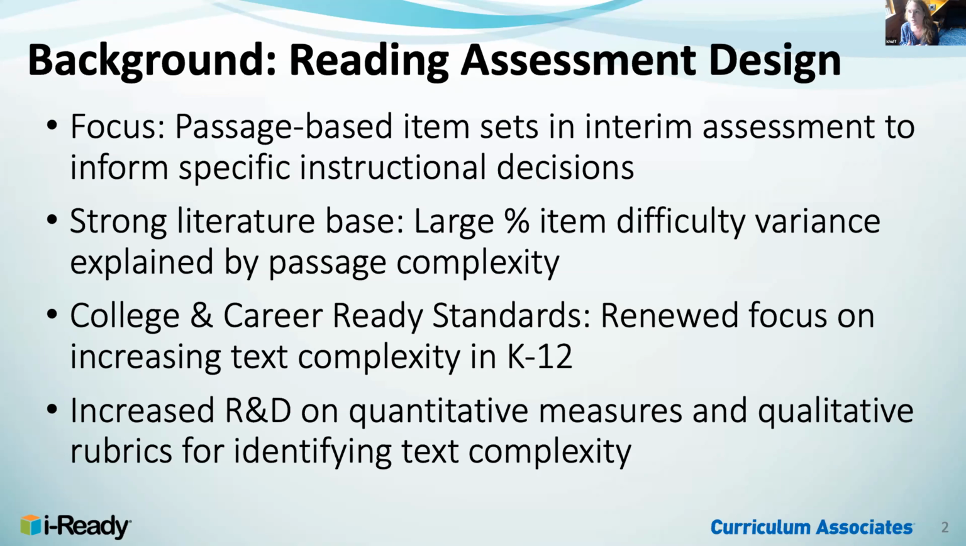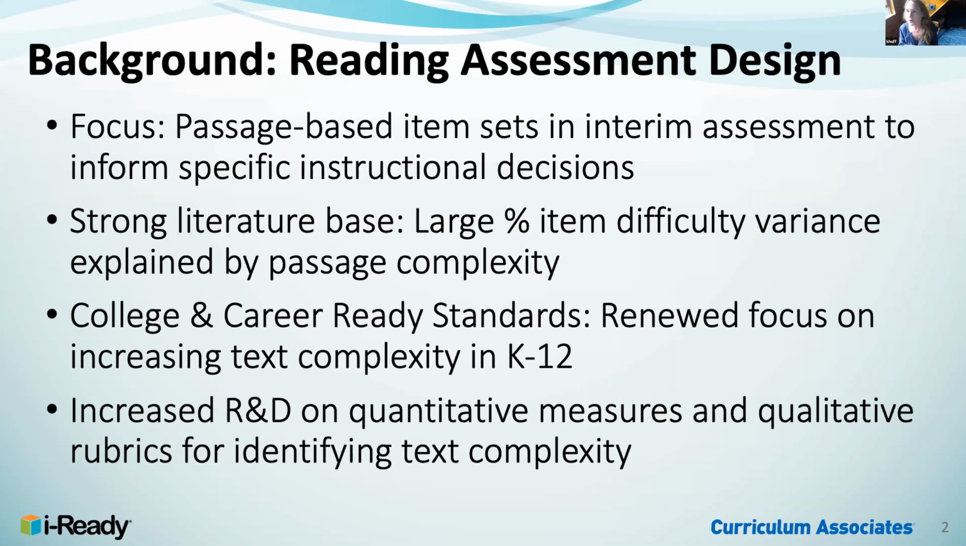There's a strong literature base going back probably 30 years that indicates that a large percent of variance of item difficulty is explained by passage features, including passage or text complexity. I'm not going to review that literature here. There's a long history of it. If you're interested in this, I can send you some references or the paper.